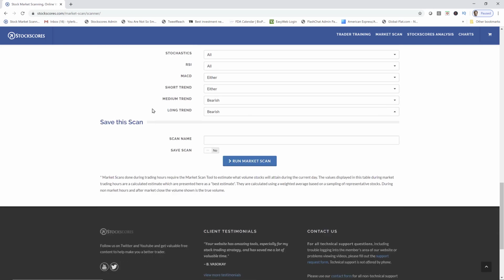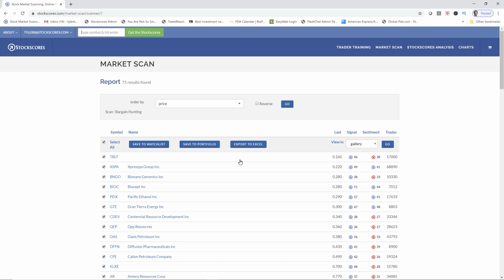Now, if I want to use this scan over and over again, I can save it. So I'm going to set my scan name. We're going to call this one Bargain Hunting. I just made that name up. I'm going to click on Save Scan, turn that to yes, run the market scan. And now I can go back and do it again in the future.